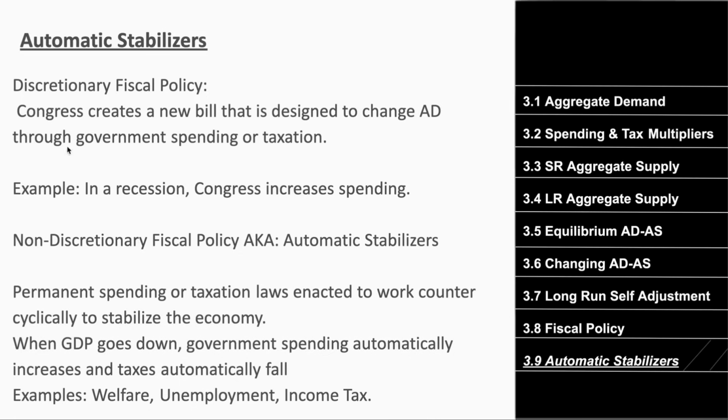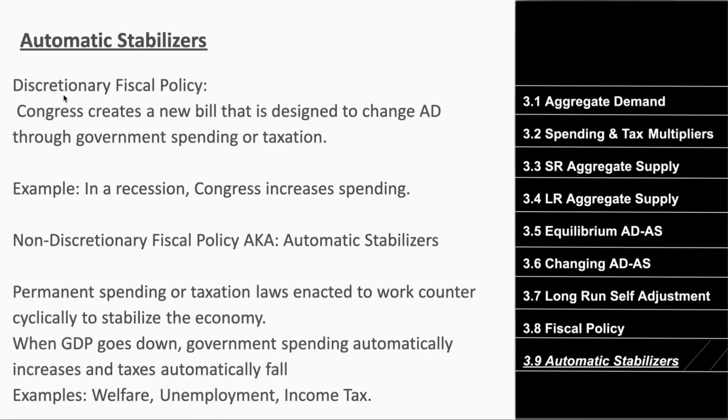Now we have automatic stabilizers. Automatic stabilizers are basically different types of fiscal policy. There's two main types. Discretionary fiscal policy. This is basically Congress creating a bill or some sort of resolution or some sort of act, some sort of policy that is designed to increase government spending or taxation. Basically, Congress has to sign something to actually change fiscal policy.